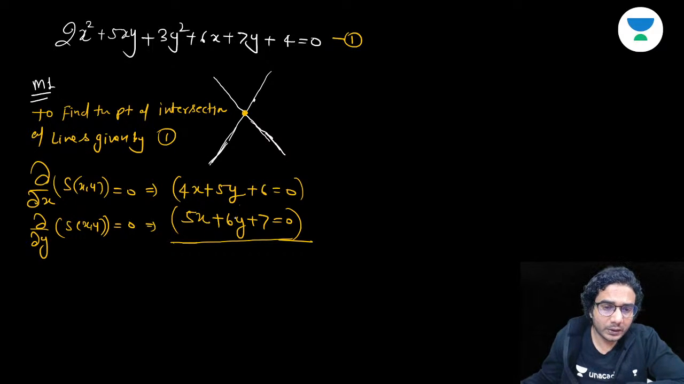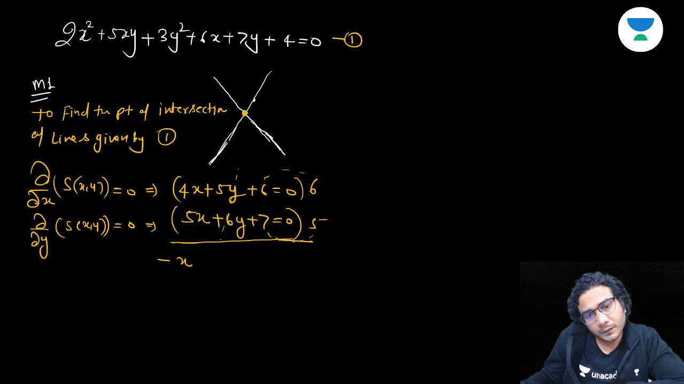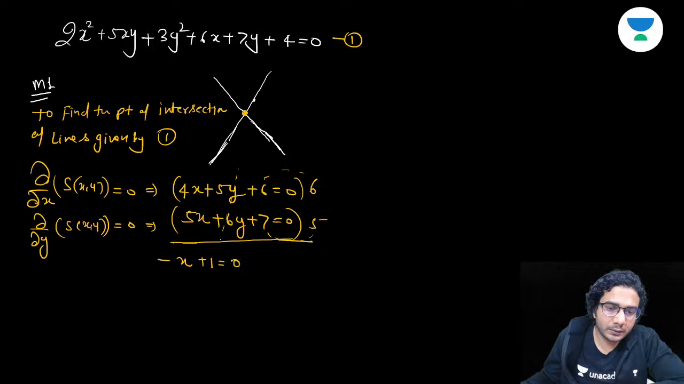Now we'll solve it. To solve it, we'll multiply 6 in this equation, 5 in this equation, and subtract. So 24 minus 25 is minus x. The y term will get cancelled. This is 36 minus 35, which is plus 1 is equal to 0. So we are getting x is equal to 1. Very nice. And what is y?